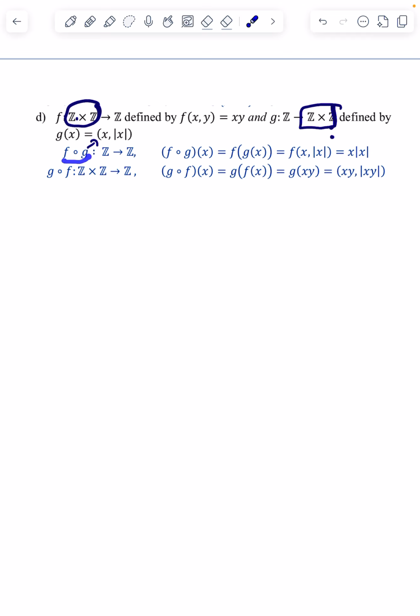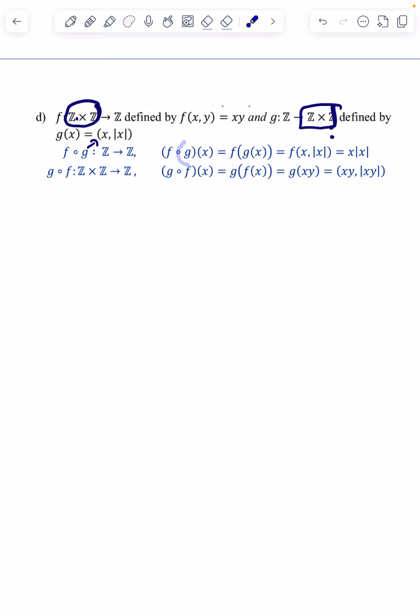Then how can you find the domain and codomain? I already told you, any composite function's domain is nothing but the domain of G. G's domain is Z, that's why you take Z. What is the codomain of the composite function? The first function is F, and F's codomain is Z. That's why we can write the domain and codomain. Later we can find the composite function in terms of X. In terms of F circle G, you apply X to the composite function.